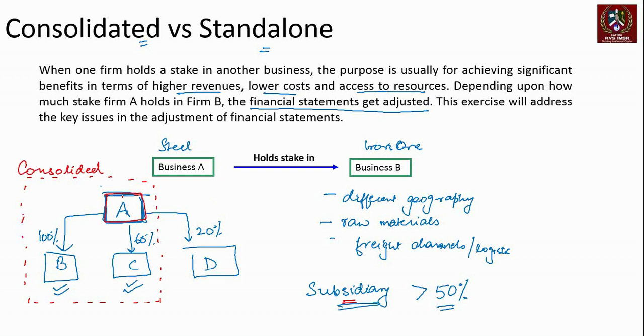Now A becomes the parent company because A holds a stake in B and C. Correct? So that's the broad differentiation in terms of how you report a standalone statement versus how you prepare a consolidated statement and show that, right? So consolidated statement, and how do you show that?